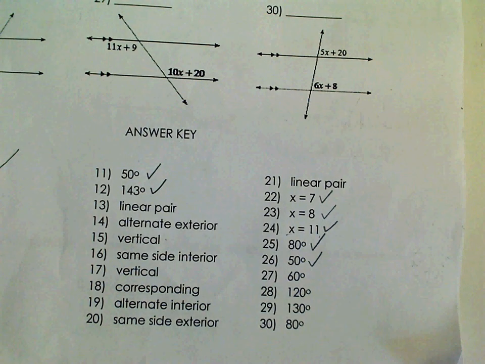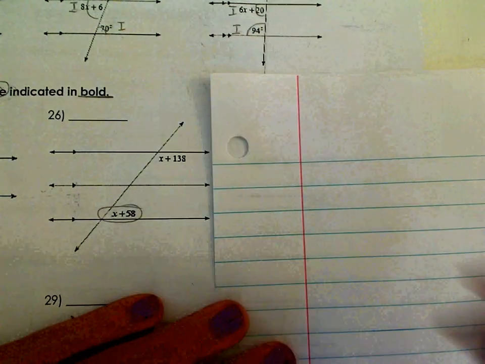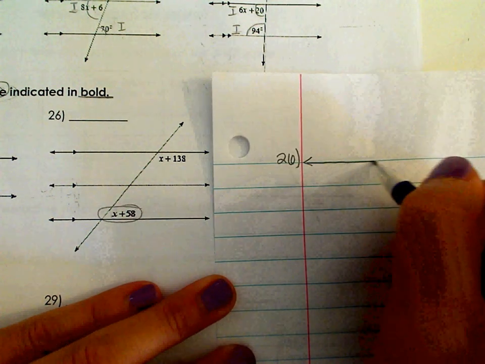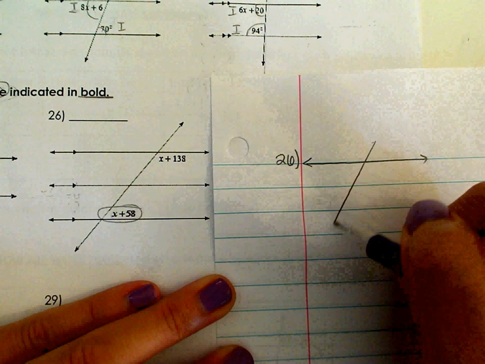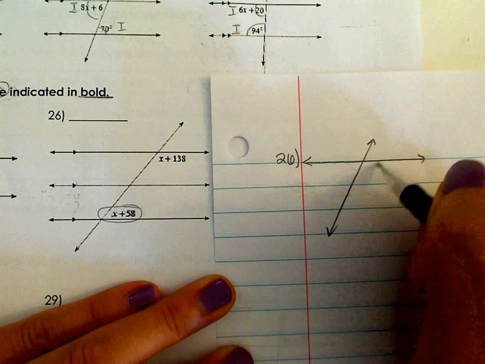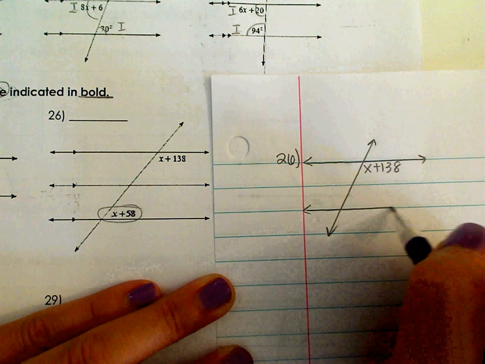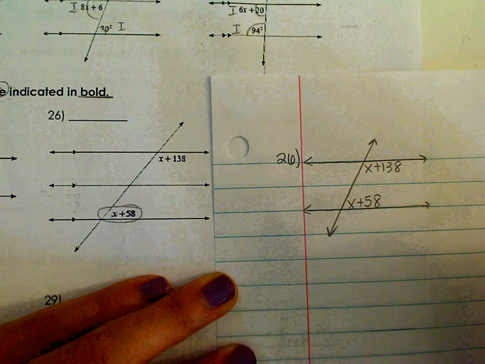Wow, we're using a lot of paper. So 26, I'm using more paper than a lot of you guys because I'm doing multiple methods. Okay, so number 26, got multiple lines again, so I'm going to use the top parallel line because there's something there. I'm going to use this transversal because there's something that creates this angle x plus 138. I'm going to use the bottom parallel line because that creates this x plus 58. Okay, and then I'm going to ignore the middle line.